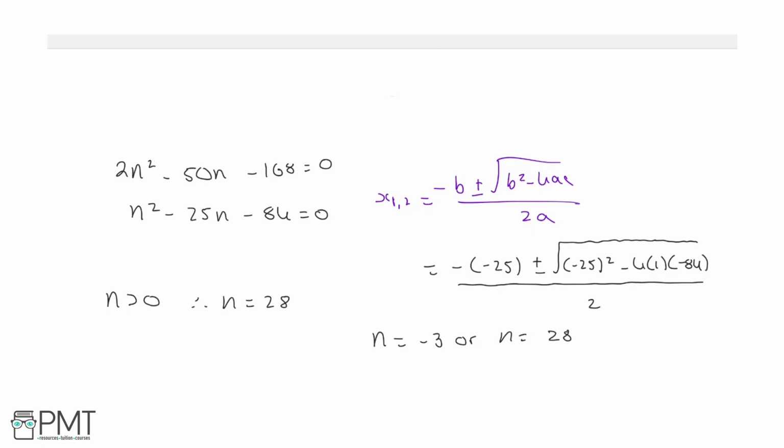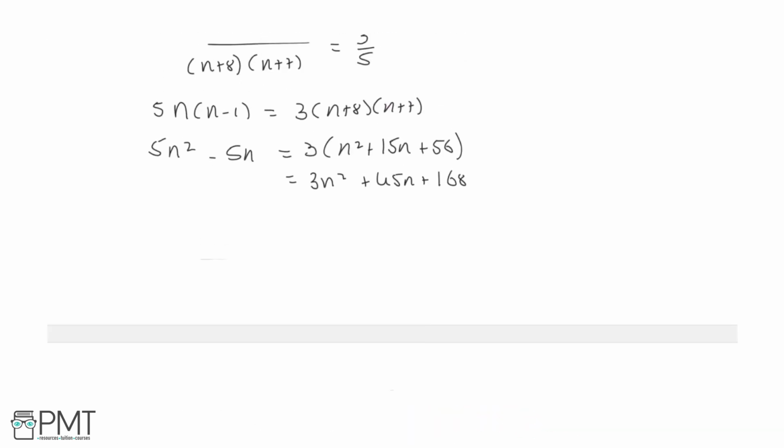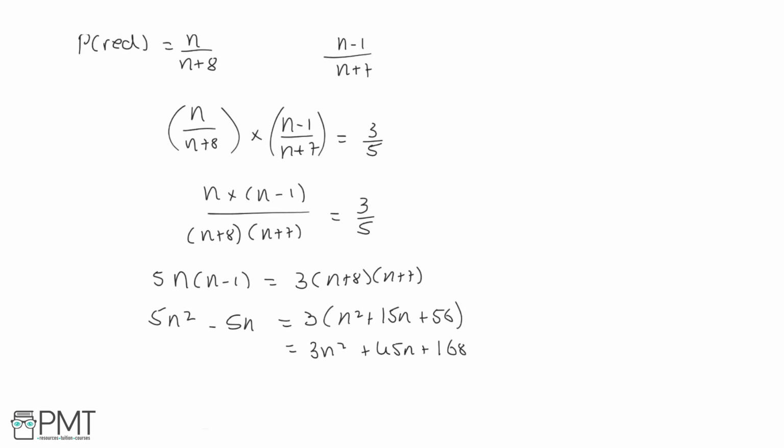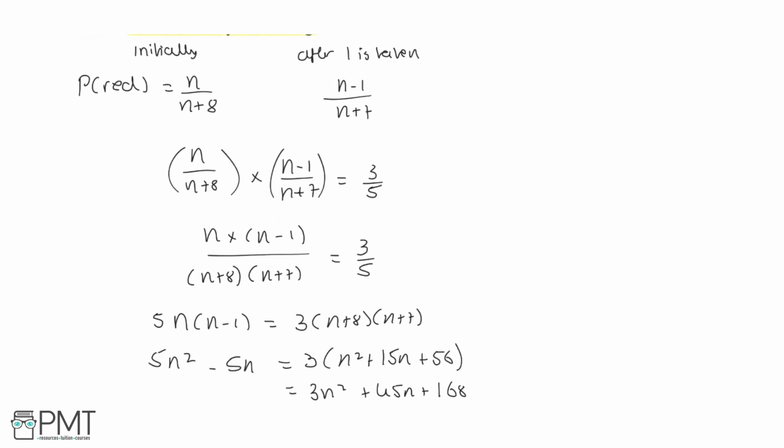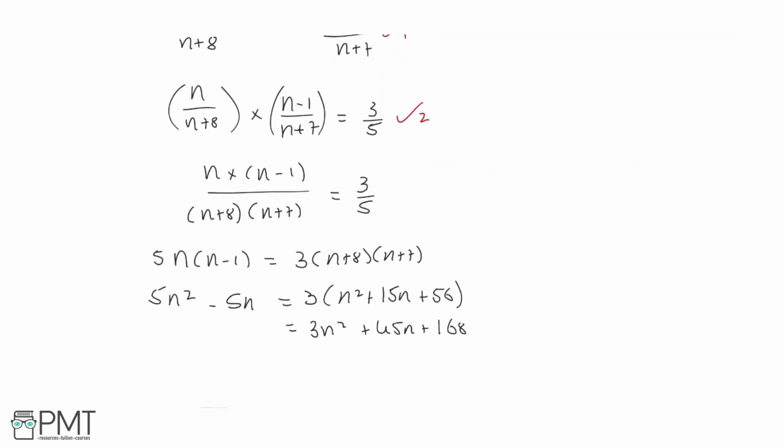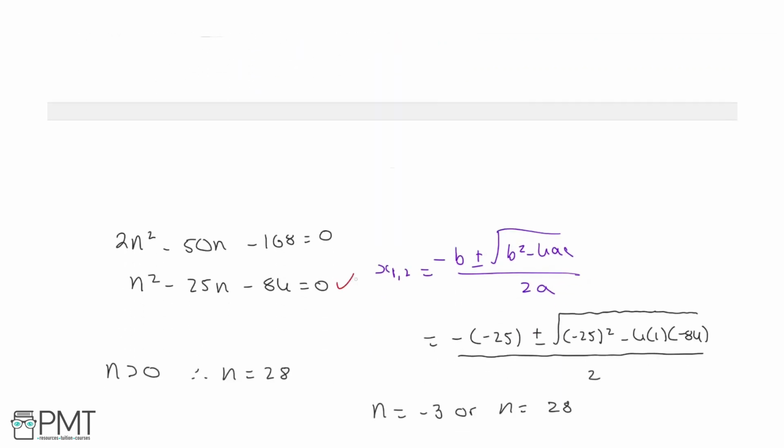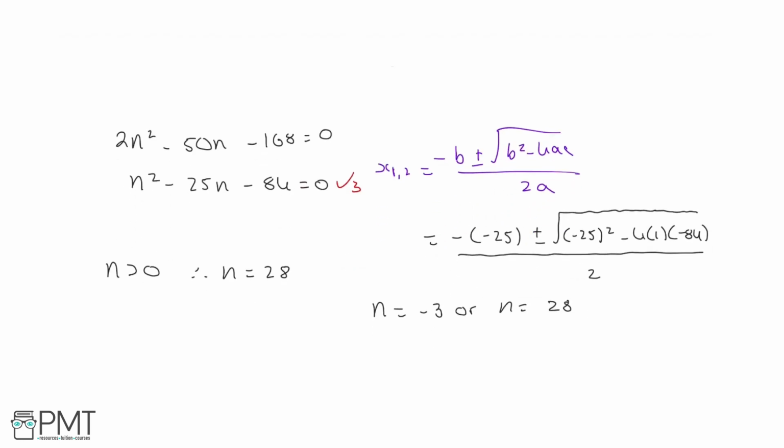So this part is worth 5 marks. The first mark comes from stating somewhere that you're using the two fractions n over n plus 8 and n minus 1 over n plus 7. The second mark comes from creating this fraction. The third mark comes from clearing this fraction to get a quadratic in this form. The fourth mark comes from solving this quadratic using the quadratic formula. And the fifth mark comes from getting 28 as your final answer.